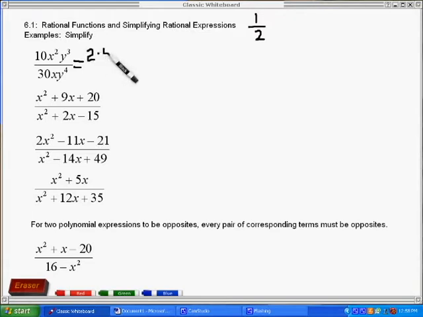times 5 times 2 x's and 3 y's. And then in the denominator, 30 can be broken down into 2 times 3 times 5. And then we have 1 x. Then we have 4 y's.